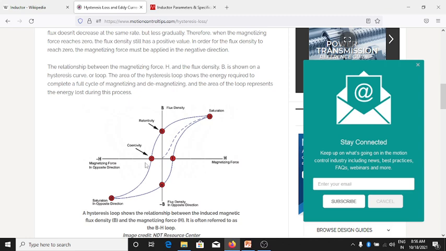The relation between the magnetizing force H and the flux density B is shown on the hysteresis curve or loop. The area of the hysteresis loop shows the energy required to complete a full cycle of magnetizing and demagnetizing, and the area of the loop represents the energy lost during the process.